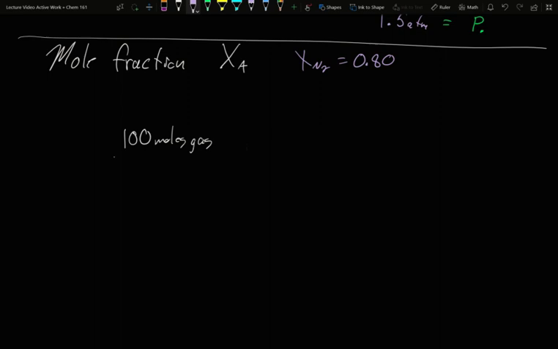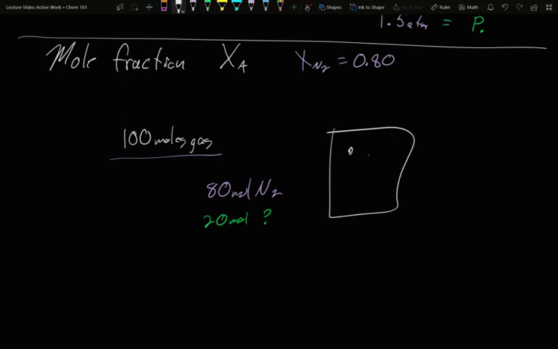Well, this tells us that out of those 100 moles, 80 of the moles are N2. The other 20 are something else. On Earth, dioxygen. Well, this means in a container, I've got plenty of N2 floating around, and I have a little bit of the other gas.